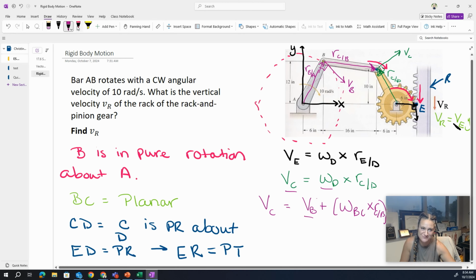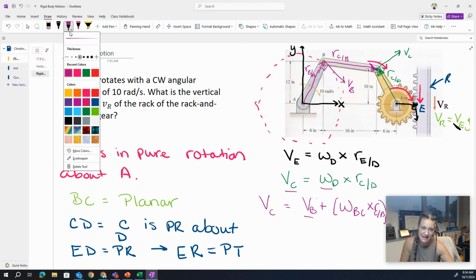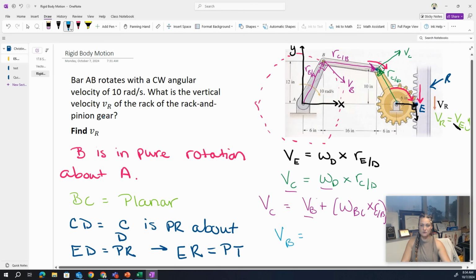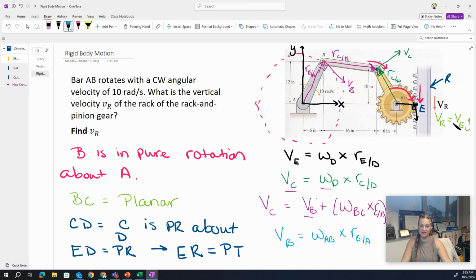Okay, so let's do one more relation because we did say that B is on the rigid body AB. So B was in pure rotation. So I can say that VB equals omega AB cross RB with respect to A. And guess what? We're given this. We know this, we can find this. Plug it back in here. 2 equations, 2 unknowns. We can find omega D, and then we can plug it in here, and we're done.